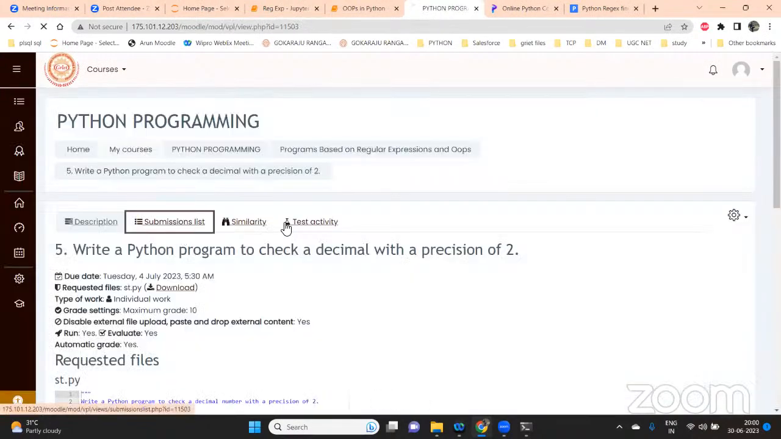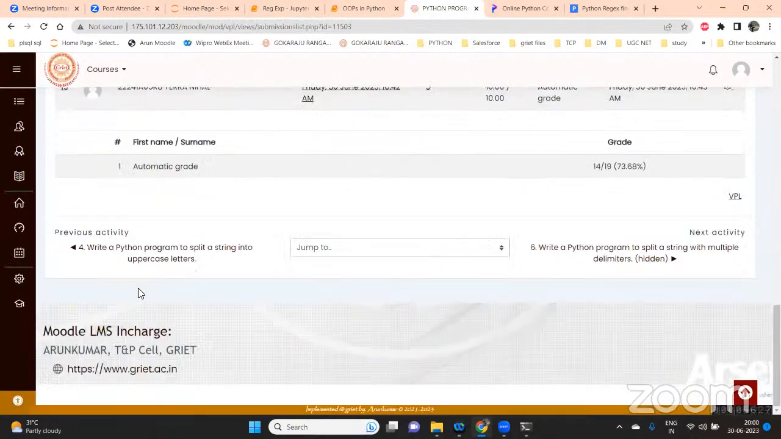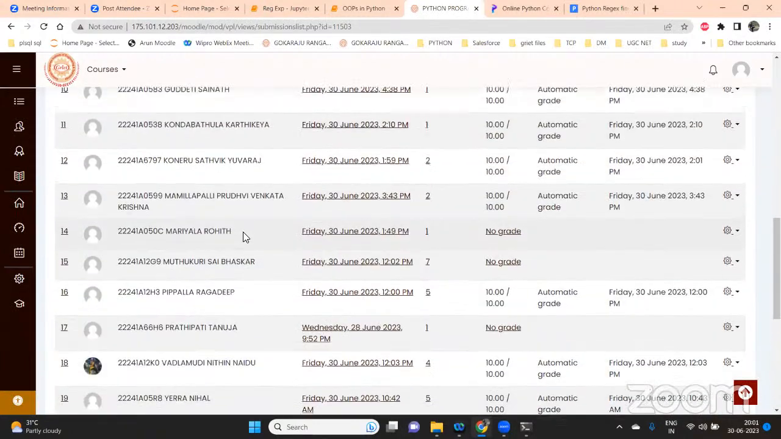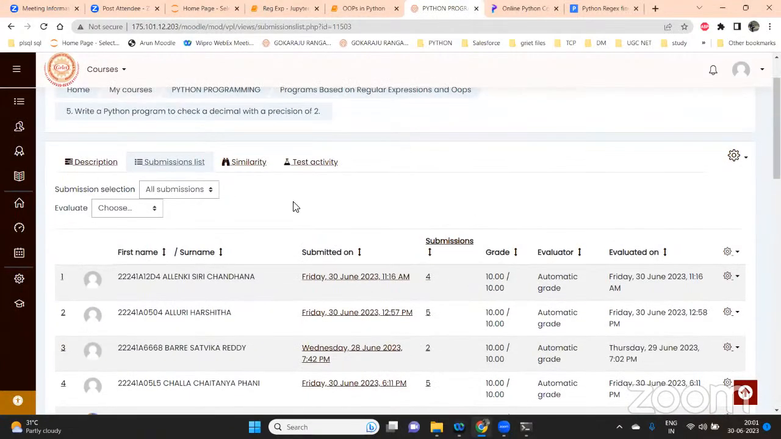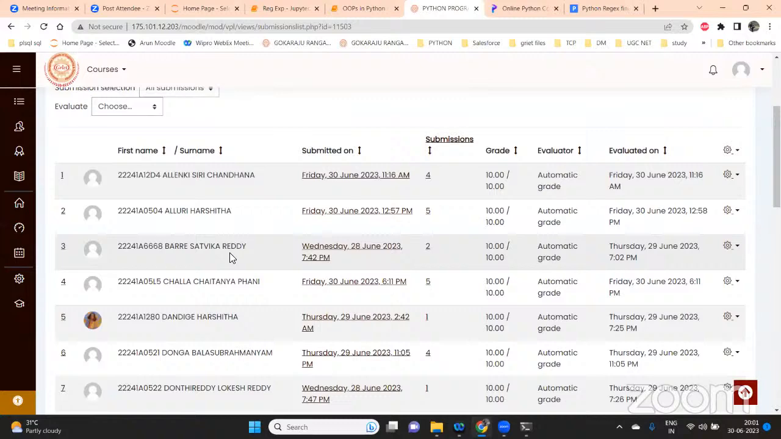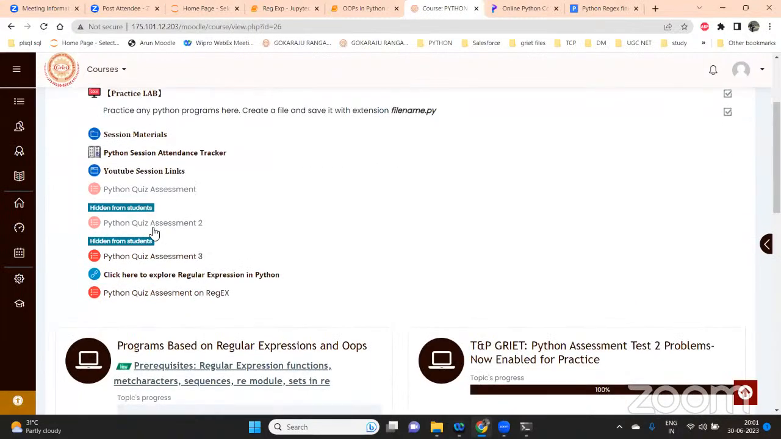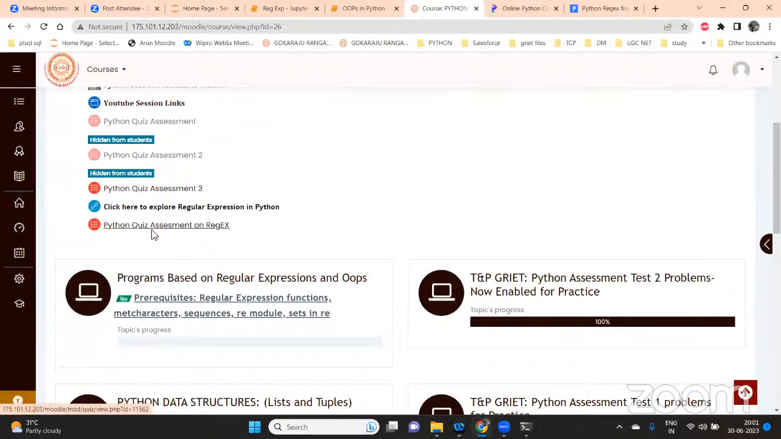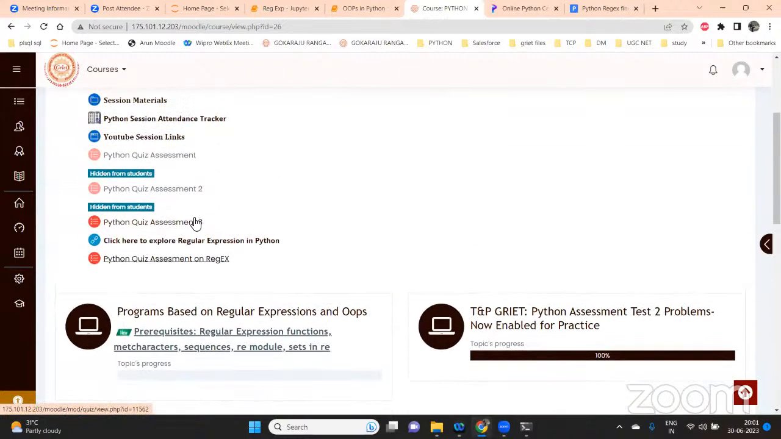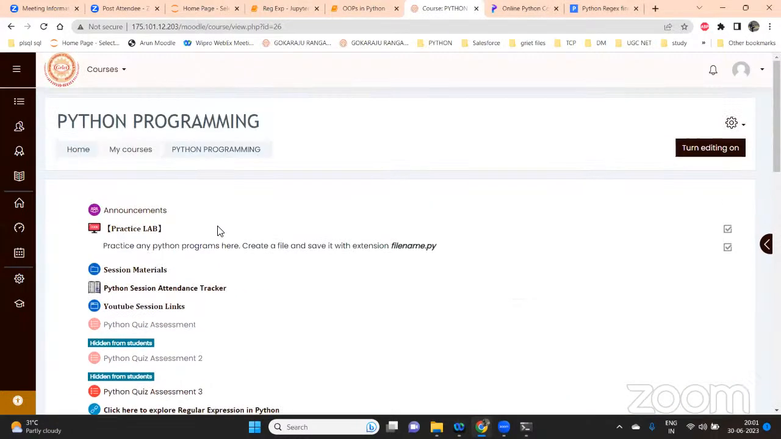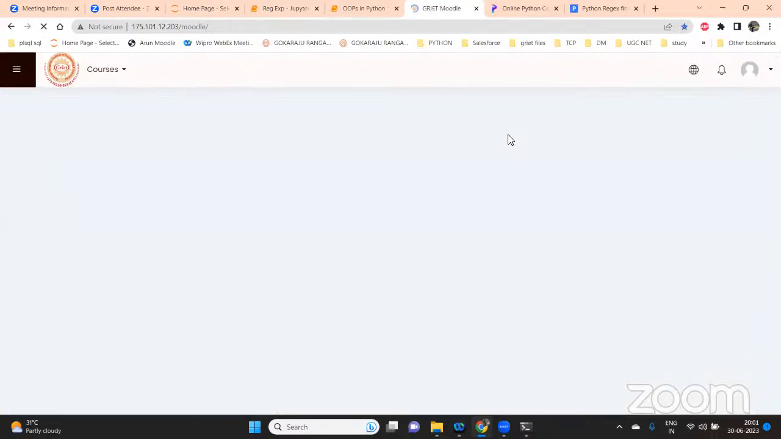How many of you solved? I'm just observing. Very few have solved. Only 19 people have solved. See, Aditya, this is the problem with the students.